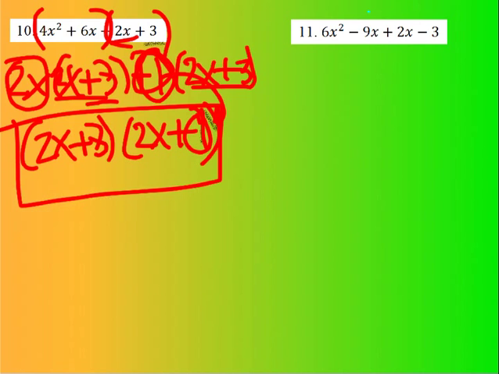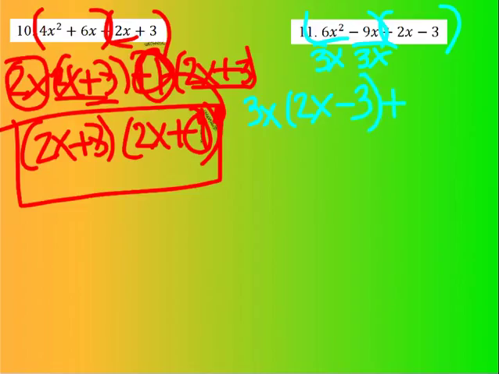So I'm going to go ahead and make my groups. Between 6 and 9, I can take out a 3 and an x. So I'm dividing everything by 3x. So 6 divided by 3 is 2. X squared divided by x is just x. Negative 9 divided by 3 is negative 3, and our x's will cancel.